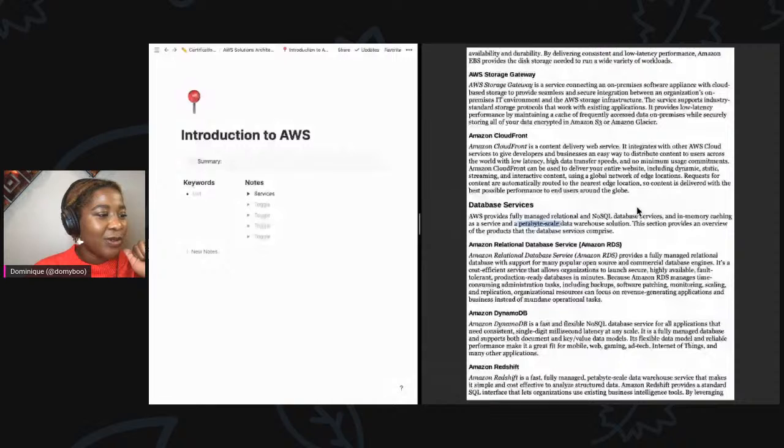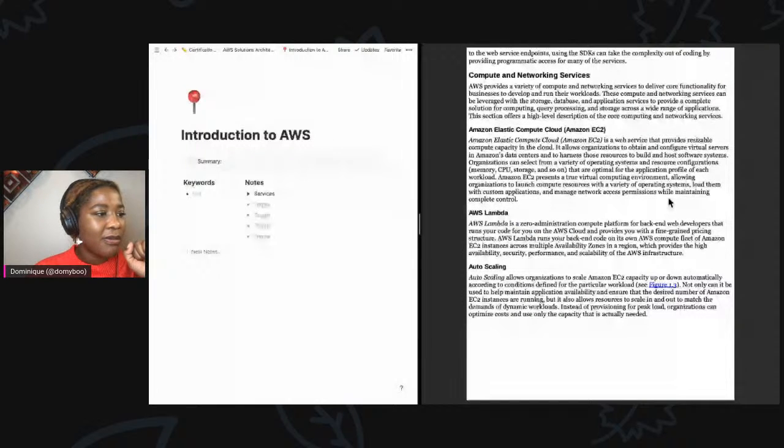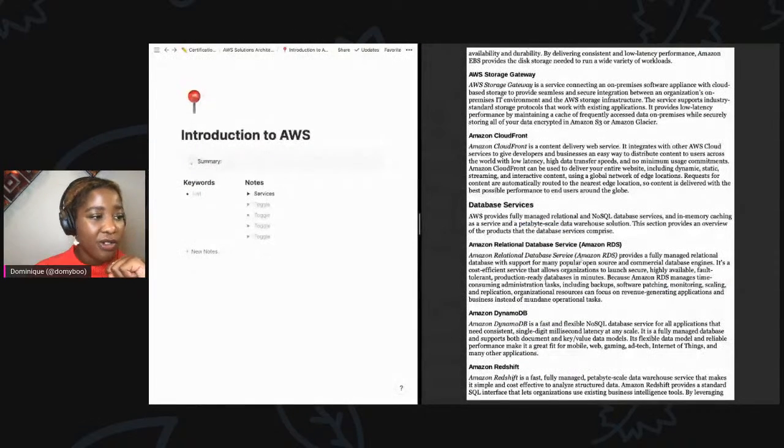Where was I? So we were at Glacier. We have relational databases, so RDS for relational databases. DynamoDB is a fast and flexible NoSQL. Let me see, what is the keyword for RDS? Fully managed relational database with support for many open source and commercial database engines. It is cost efficient. Whenever I think of RDS, I think of cost efficient. If they ask for what's a cost efficient database, RDS would be one of the answers. DynamoDB, fast and flexible NoSQL.